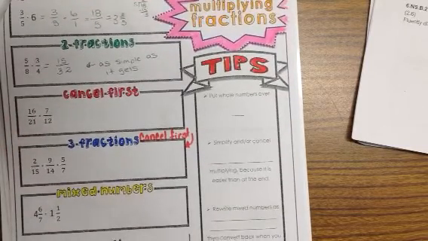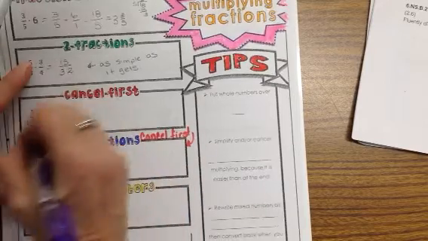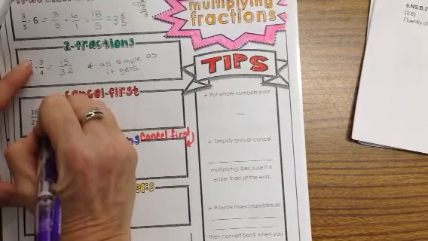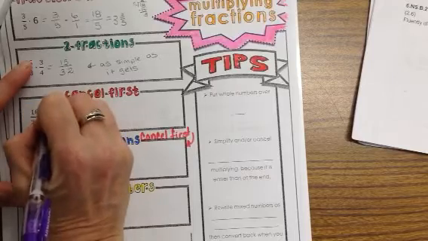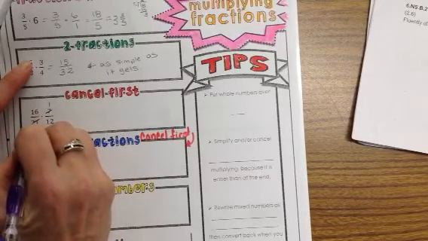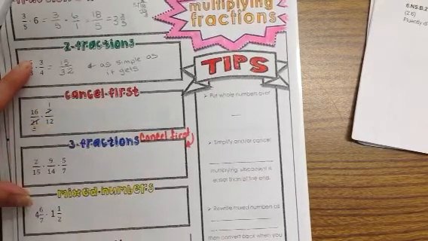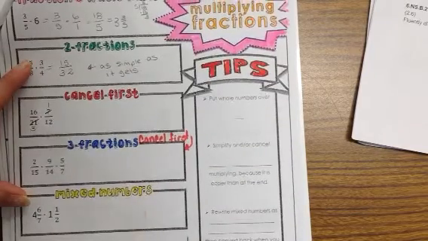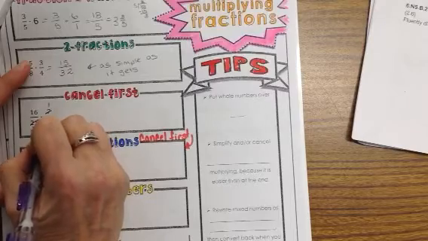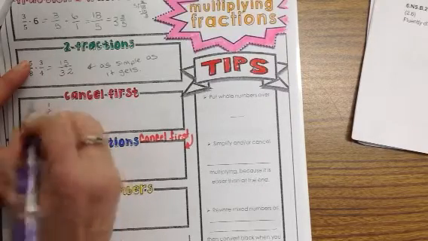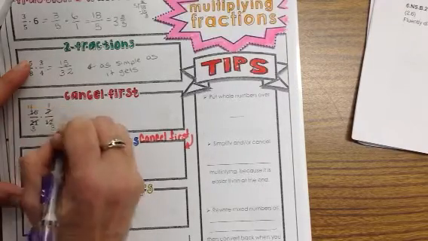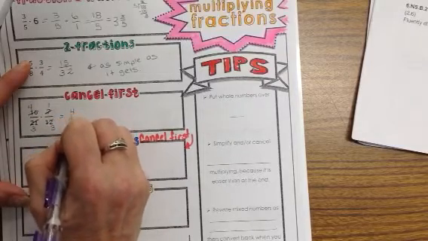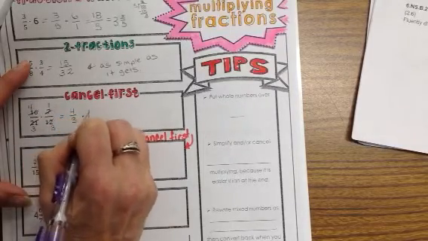The next one, 16/21 times 7/12. I can definitely cross cancel that 7 and 21. 7 goes into 21, so I know this will be a 1, and this will be a 3. And then if I cross cancel the other direction, I can divide both of these numbers by 4. 12 divided by 4 is 3. 16 divided by 4 is 4. So my new fractions would be 4/3 times 1/3.